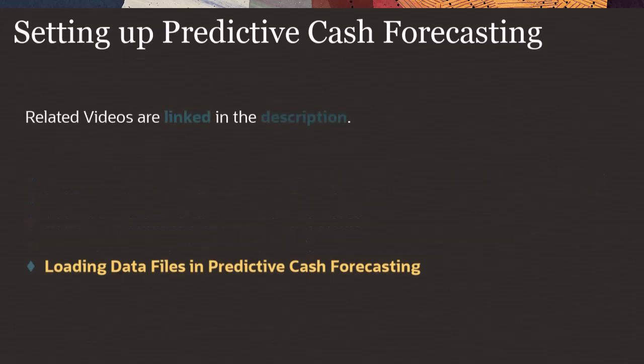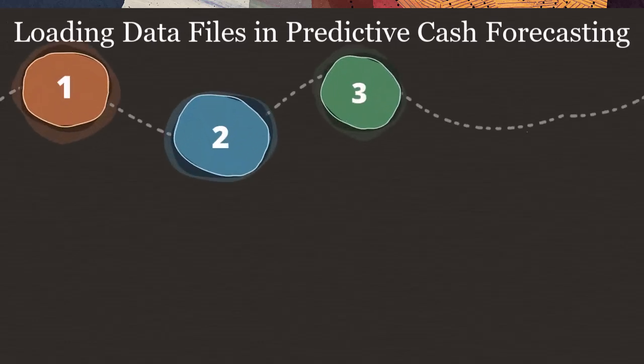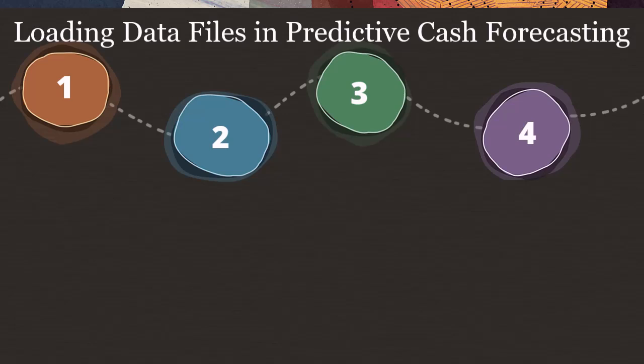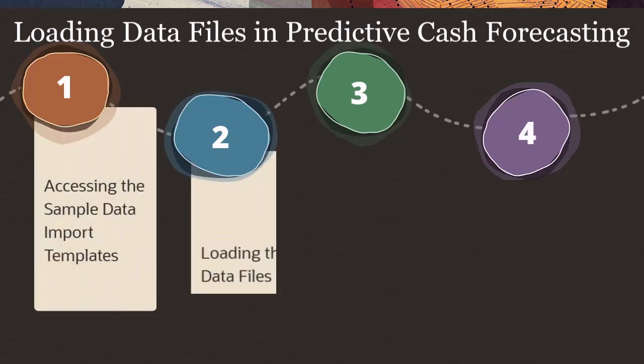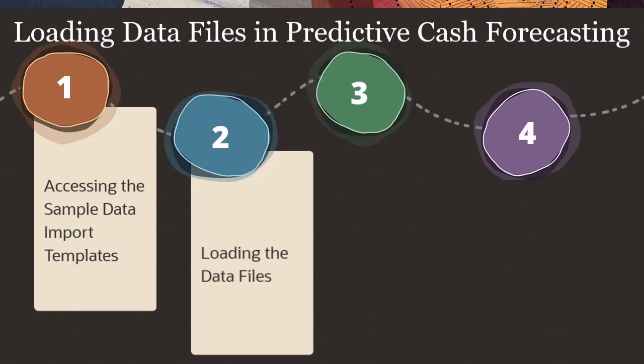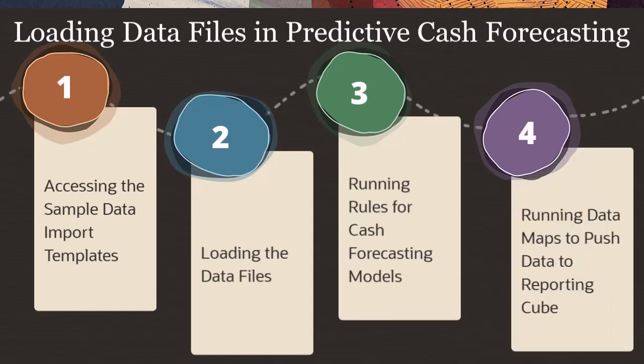In this video, we will look at the steps required to load data in predictive cash forecasting. Loading data in predictive cash forecasting consists of 4 main tasks. In the next few minutes, you will go through the steps on how to access data import templates, then how to import actual, forecast data for cash inflows and outflows, and the bank opening balances. You will see how to run the rules for forecast models and finally push data to the reporting cube to generate insightful cash forecasts.